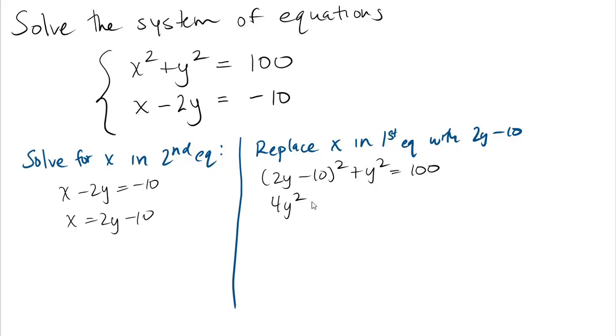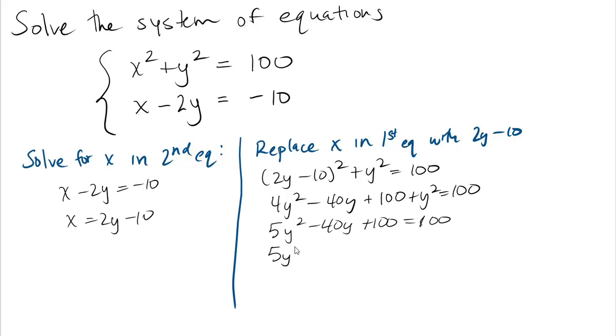That's 4y squared minus 40y. Don't forget that you have to get a minus 20y and a minus 20y from the FOIL procedure. Plus 100 plus y squared equals 100. Collecting like terms, we get 5y squared minus 40y plus 100 equals 100. This is quadratic, so we want 0 on one side. And that actually cancels the constant term. So we factor out the 5y and we get y minus 8. And so we get two possible y values, y equals 0 or y equals 8.